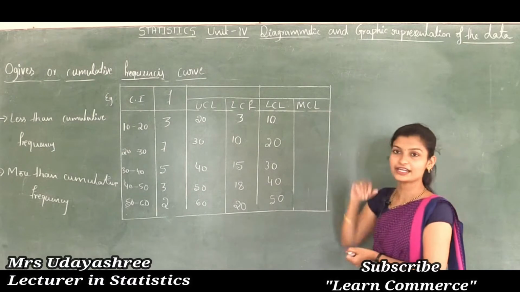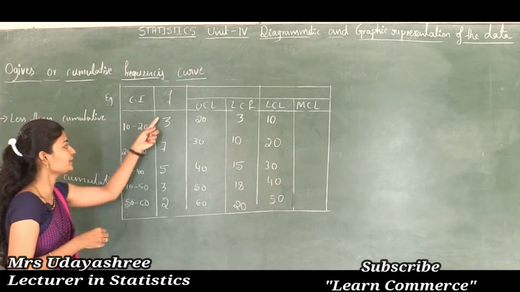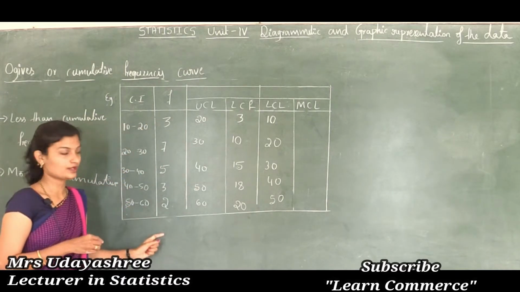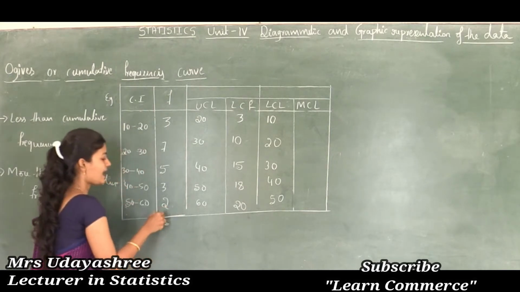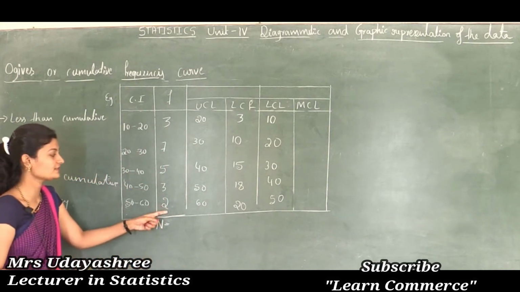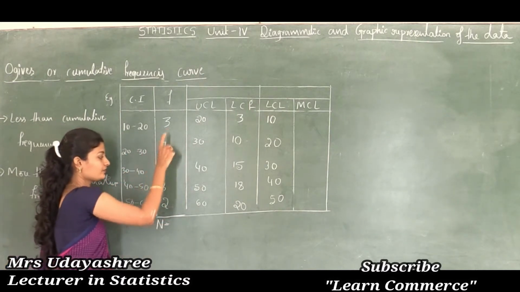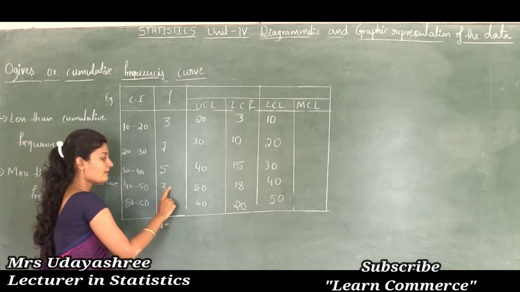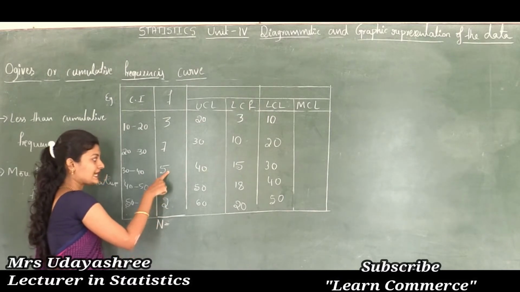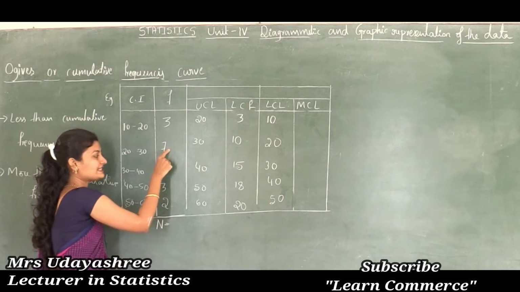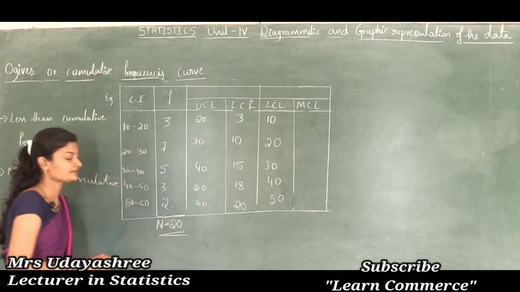Next, how to write the more than cumulative frequency? To construct it, first we need to add these frequencies. The total frequency is denoted by capital N, and to find it we add these frequencies: 2 plus 3 is 5, 5 plus 5 is 10, 10 plus 7 is 17, 17 plus 3 is 20. So here the total frequency is 20.